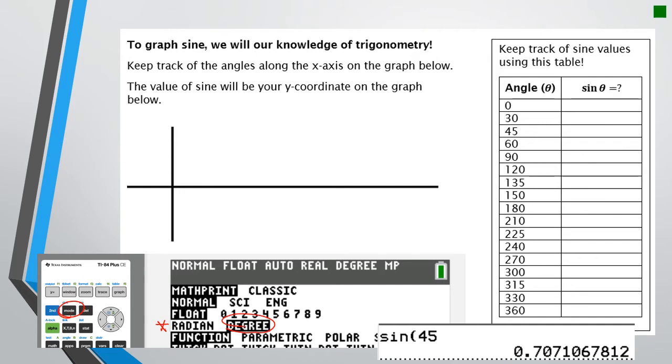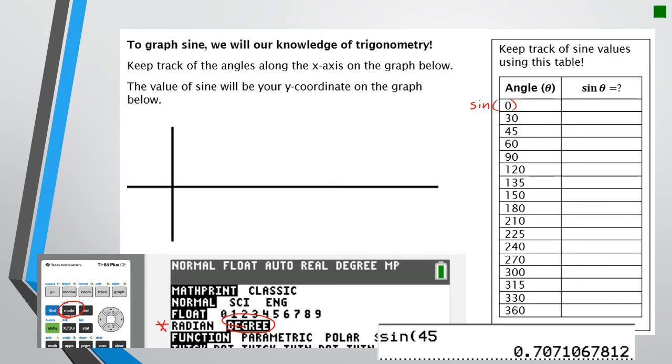So if radian is highlighted, you need to arrow to the right and then press enter so that degree is highlighted. Once you have degree highlighted, you can press clear or you can press second mode, and that will get you back to the regular calculator screen. So now from here, you're just going to type in whatever the angle is. You're going to type in the sine of whatever that is, and it's going to give you a number, and that's going to be your y value.